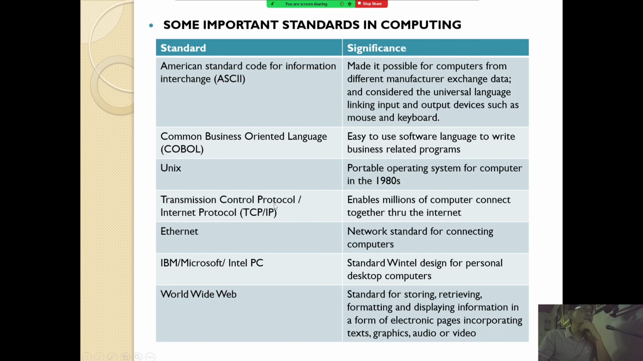So, Transmission Control Protocol or TCP/IP, ang significance naman nito is it enables millions of computers to connect together through the internet. Yung Ethernet naman is a network standard for connecting computers. IBM, Microsoft, Intel, standard Wintel, designed for personal desktops. That is significant. Then the last is World Wide Web. The significance for this is a standard for storing, retrieving, formatting, and displaying information in the form of electronic pages, incorporating text, graphics, audio, or video.